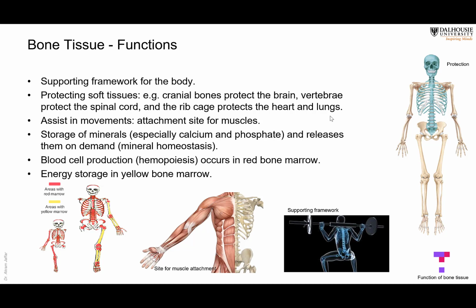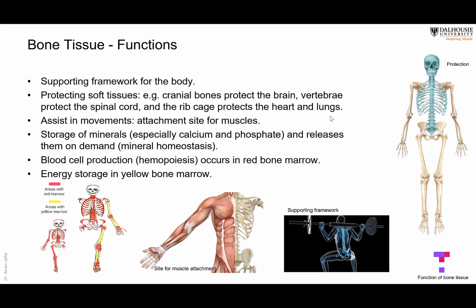Because inside the bone, there is bone marrow. And there are two types of bone marrow, actually. There's a red bone marrow, as its name indicates, it produces blood cells. And there's yellow bone marrow, yellow because it has a lot of fatty tissue, fats. And so you expect that the yellow bone marrow is for the storage of fat.